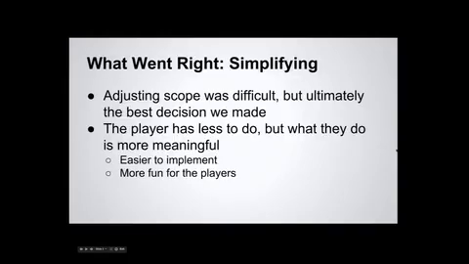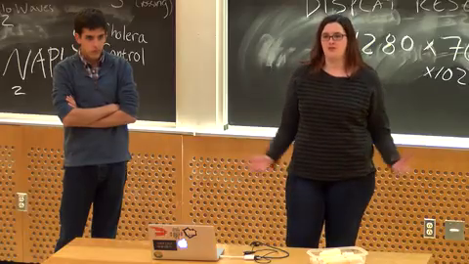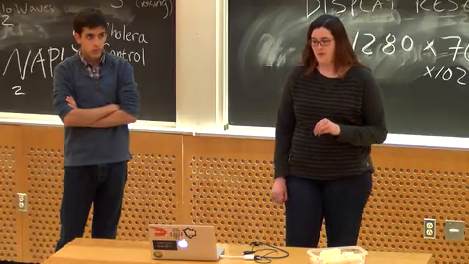First thing that happened over the course of the class is we simplified the game, and that was one of the best decisions we made. It was really hard to do. Adjusting scope is really challenging because there are a lot of things you want to have in your game, but when you realize you just can't do it, it's like a load off your shoulders and you can really focus on the things that are important.